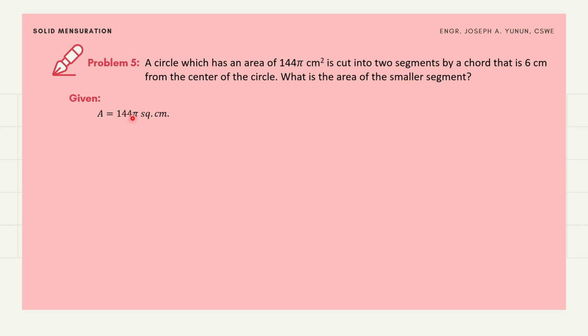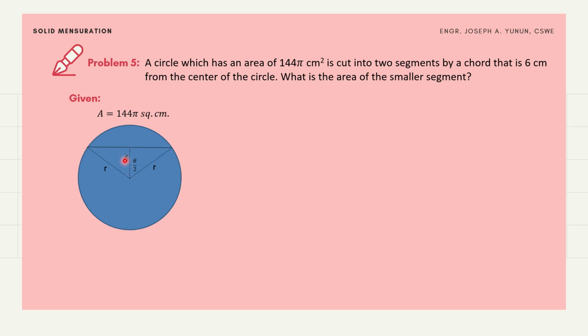So based on the given, you have the area, which is 144 pi square centimeters, and you may need to draw the given figure. So take note of that one, which is a chord that is 6 centimeters from the center of the circle. So based on the given, to draw this one, okay? So you have now, this would be the center of the circle, and probably this is the radius, and also this one. And the chord is drawn, okay, which is 6 centimeters from the center.